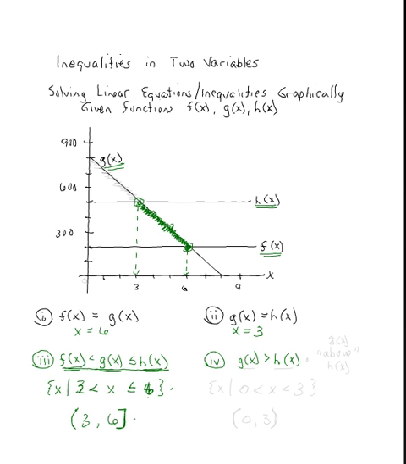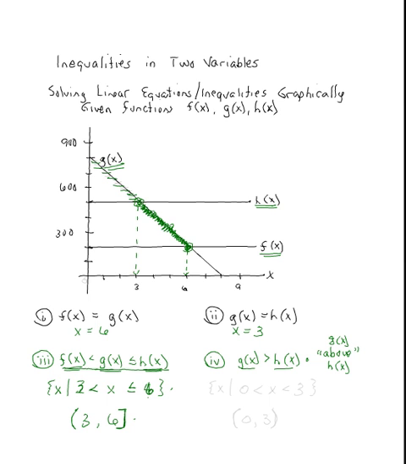Now for this last inequality, I want to know, when is g of x greater than h of x? Well, keep in mind these are function values. For g of x to be greater than h of x, we want to look at where the g of x values are above as opposed to in between. When is g of x above h of x? Well, g of x is above h of x from the beginning of our graph.